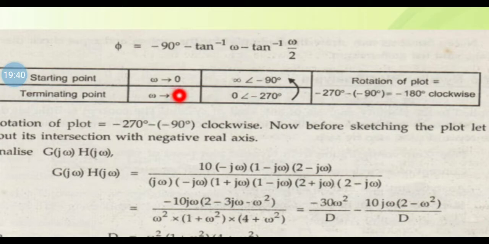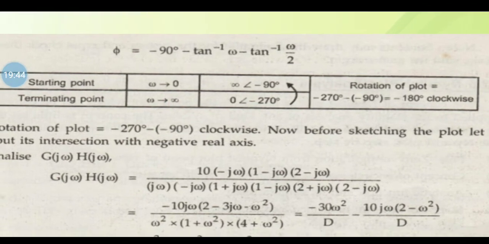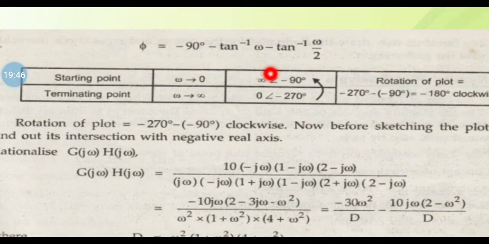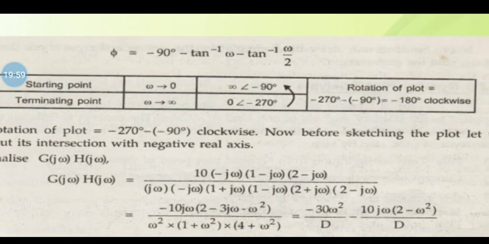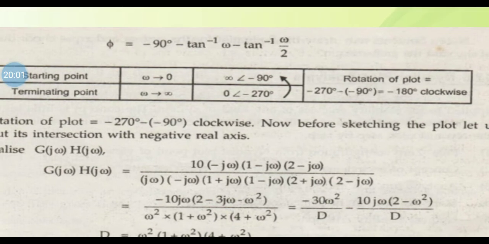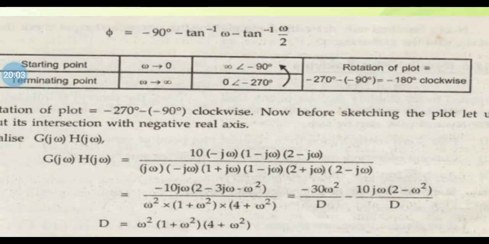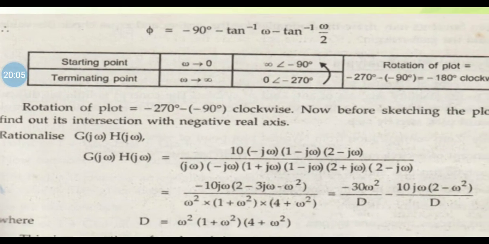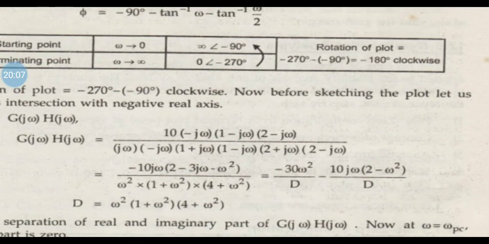Terminating point, substitute omega infinity. So magnitude will be 0 because it is 1 by infinity, which means 0, into angle. So minus 90 minus tan inverse infinity minus tan inverse infinity. So minus 90 minus 90 minus 90 is minus 270 degrees. So rotation of plot is minus 270 minus of minus 90, which is minus 180 degrees clockwise.